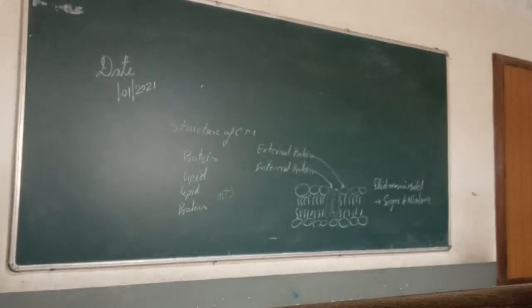The fluid mosaic model will change according to requirement. Whenever a plant or animal or a particular cell requires a change in the model, it will be changed. That's why it is known as the mosaic model. Mosaic मतलब वो अपने आप को conditions के according, situation के according change कर सकता है.